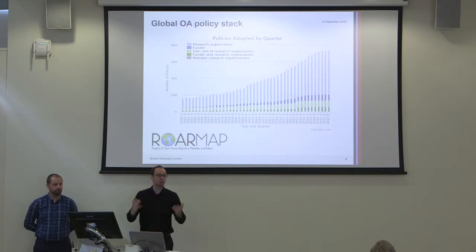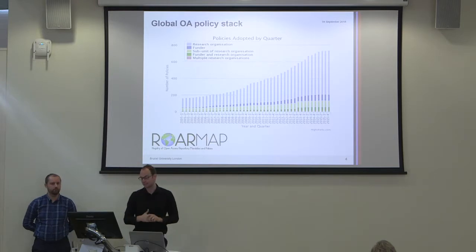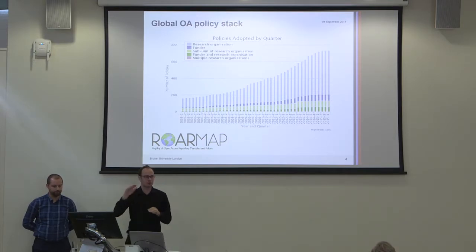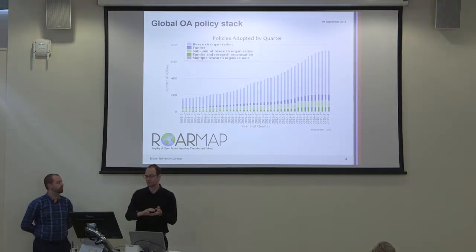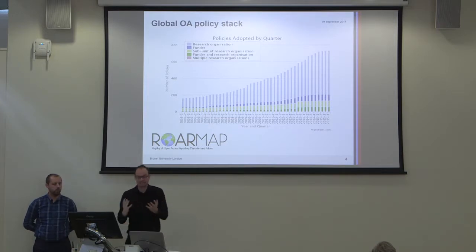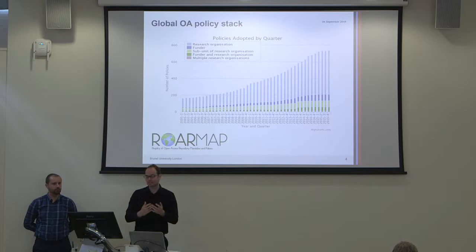So just to put this in a broader, global context, this is a chart from RoMEO Map, which highlights from 2005 up to 2015 the exponential rise of open access policies and mandates by institutions, by national bodies, and international policies as well. As you can see, in many ways this is great. We've seen a massive increase in institutions really taking open access seriously and mandating for open access.